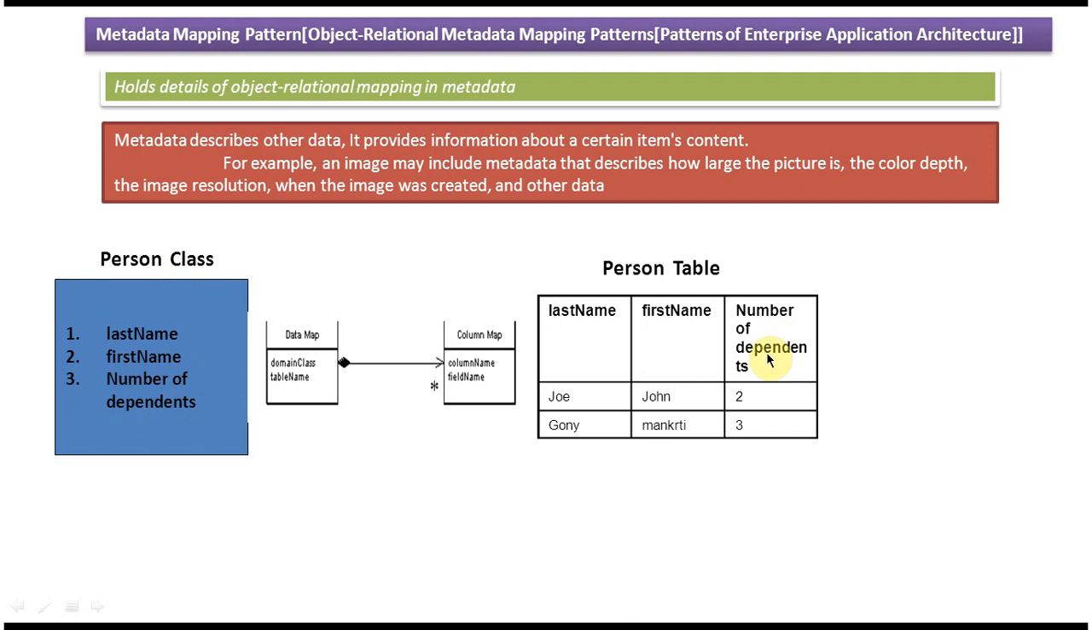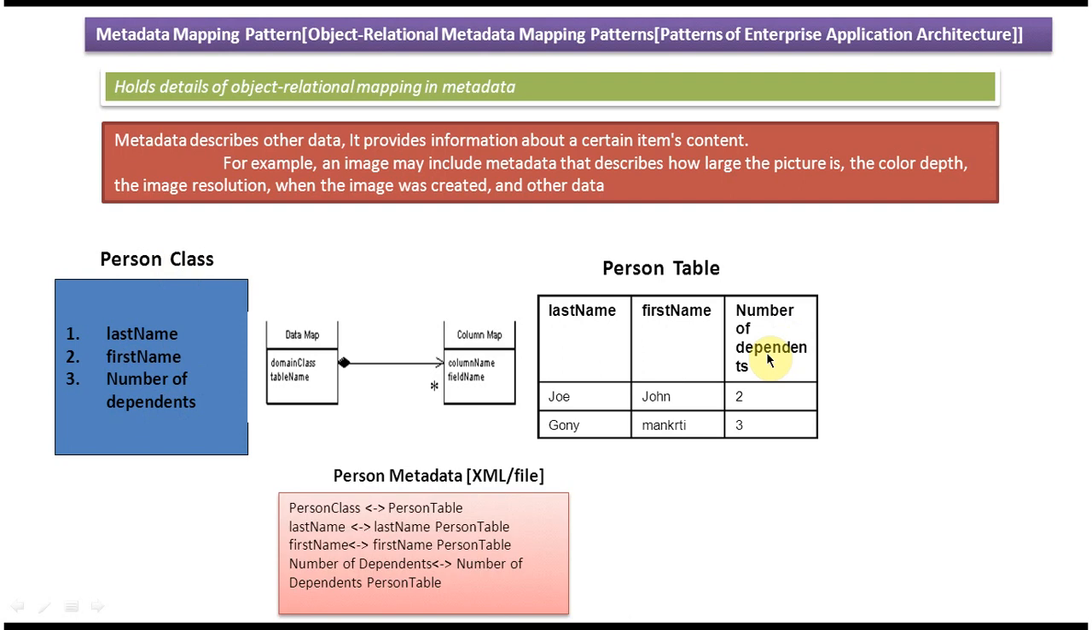Okay, so now we will come to the metadata part. Suppose we create the person metadata, so this person metadata is used to map this person class to the person table. Okay, so you can see this person class is mapped to this person table, and which field is mapped to which column of the person table. So here the last name field of this person class is mapped to the last name column of the person table, like that. The first name field of the person class is mapped to the first name column of the person table, and the number of dependents field of the person class is mapped to the number of dependents column of the person table.